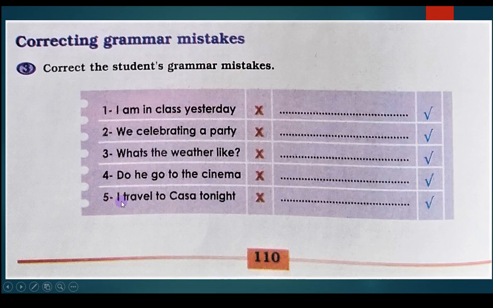5. I travel to Casa tonight. أنا أسافر إلى مدينة الدار البيضاء هذا المساء. So where is the mistake, my dear students? فين هو خطأ؟ Tonight is a near future. هذا المساء هو مستقبل قريب. So which tense do we use to express the near future? شنو هو الزمن اللي كنعبروا به على المستقبل القريب؟ Not simple present. ماشي المضارع البسيط اللي هو travel.